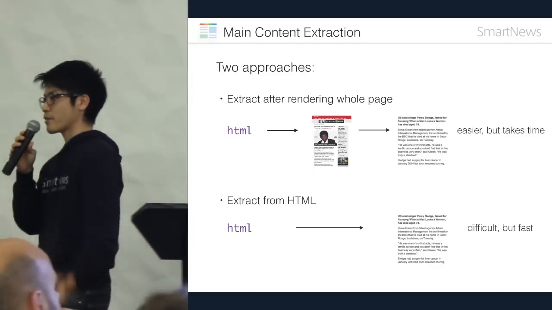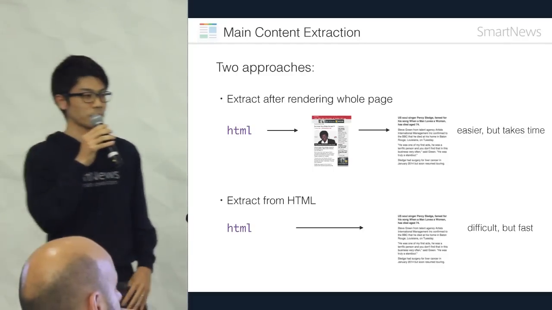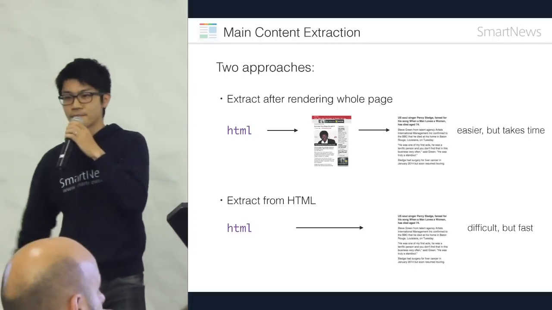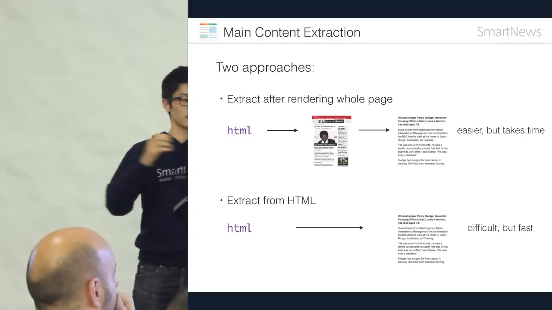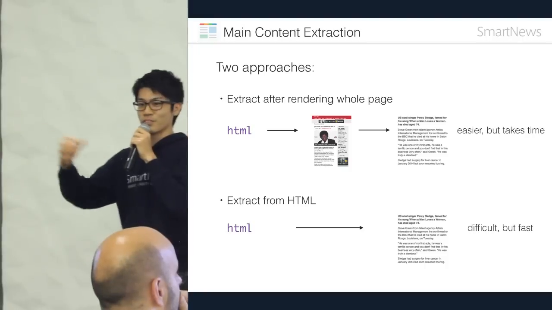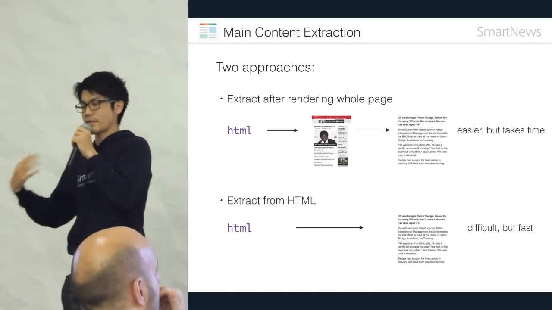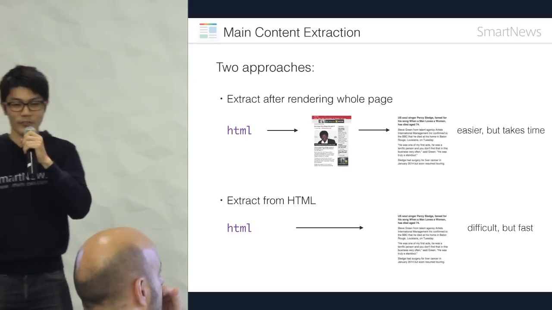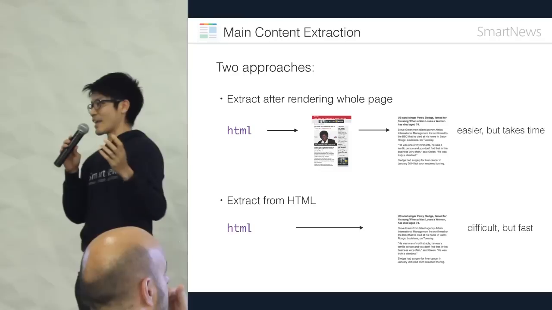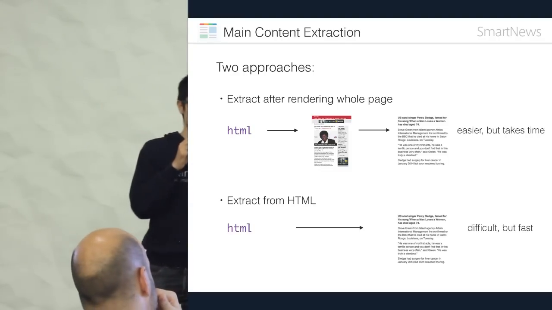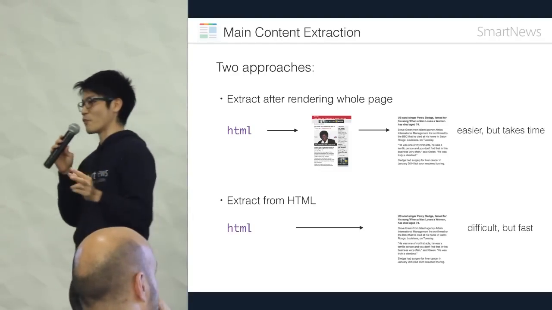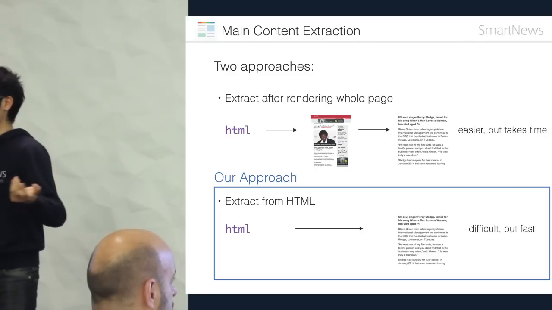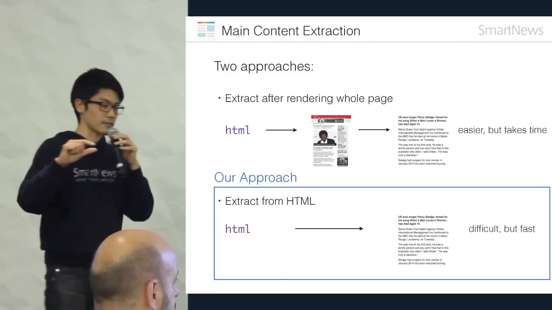When we do main content extraction, there are 2 types of approaches. And actually, we used the bottom one. The first one is to extract after rendering whole pages, so after rendering CSS, JavaScript, images, all of the things. This approach is relatively easier because we can use the information of position or width or height of each component. So we can easily extract the main content.